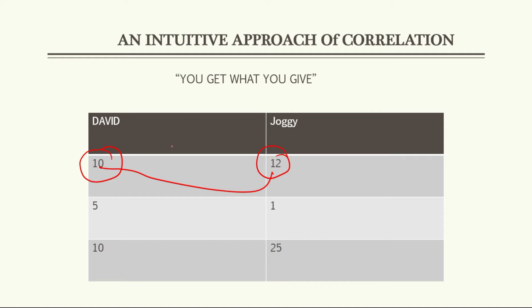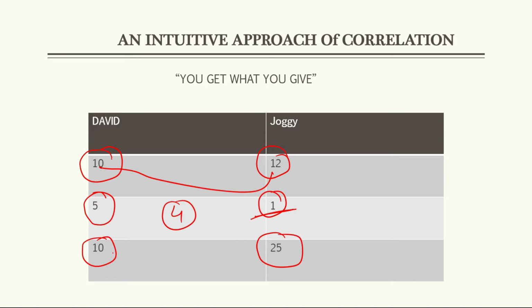There is a little bit of difference, but in the other case, David gives 5 chocolates and Joggy returns 1 chocolate. So there is a difference between them, a difference of 4. Now in the same conditions, there is no regularity between them. David gave 10 chocolates and Joggy returned 25 chocolates.